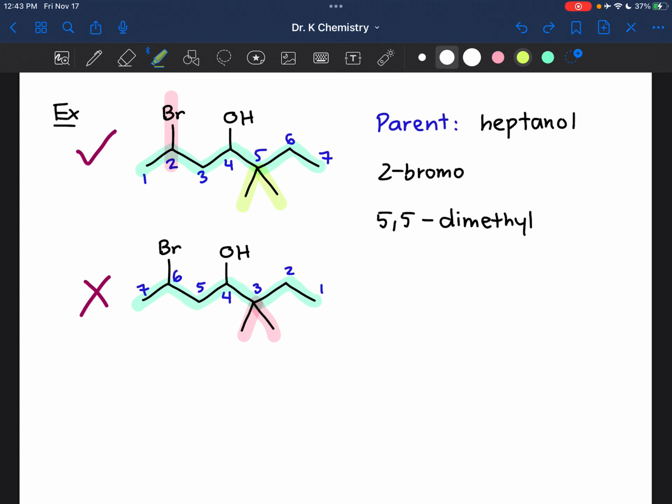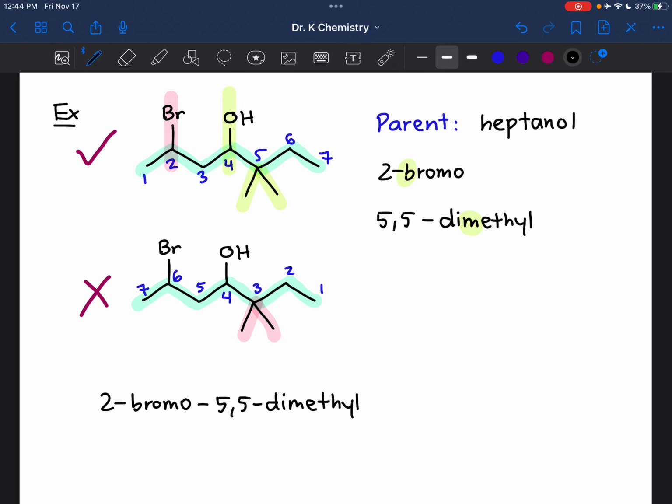Now we're going to alphabetize. And when we use the prefix di, tri, tetra, etc., those are not considered when alphabetizing. So here we're going to alphabetize by M. For B, it's straightforward. We will alphabetize by B, which means 2-bromo is listed first, then 5,5-dimethyl. And then I do need to indicate the location of the OH group, which is on carbon 4, and I will call that 4-heptanol. And that is the full name of this particular alcohol.